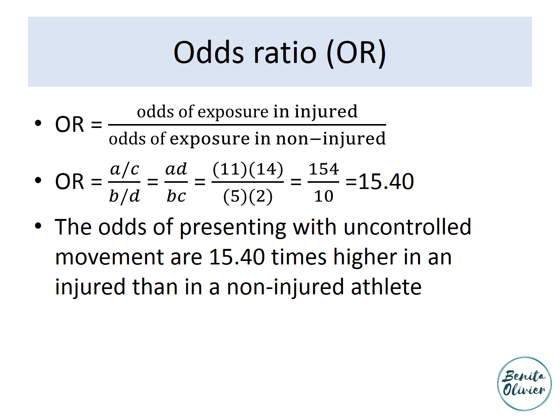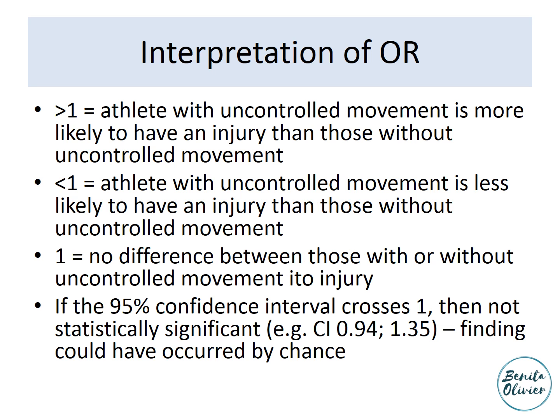This is just the mathematical formula that's derived from this formula. And you replace the letters with numbers, and we get to the odds ratio. So the odds of presenting with uncontrolled movement are 15.4 times higher in an injured than in a non-injured athlete. An odds ratio of more than 1 means that the athlete with uncontrolled movement is more likely to have an injury than those without uncontrolled movement.